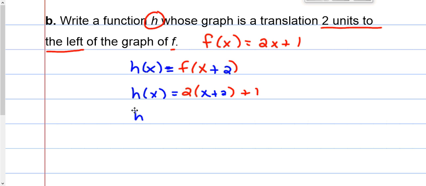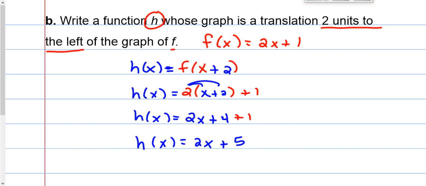So we have h of x equals, just distribute into your parentheses. So 2 times x is 2x. 2 times 2 is 4, so plus 4. And then there on the end, we still have that plus 1. So now simplify. 4 plus 1 is 5. So we have h of x equals 2x plus 5. And make sure you highlight your answer. Okay, there we go, 2 down.